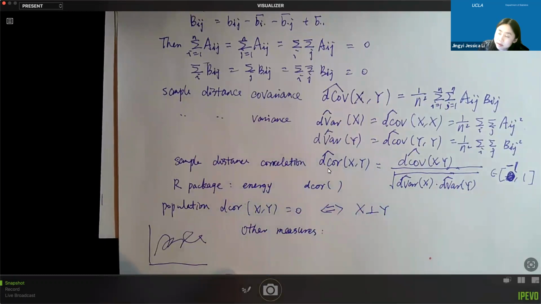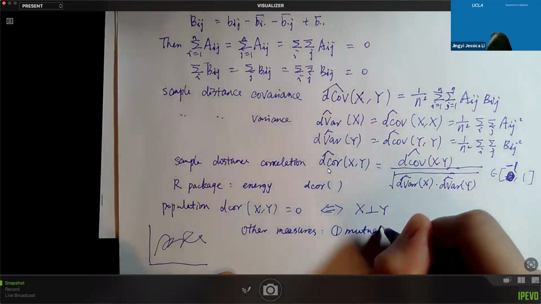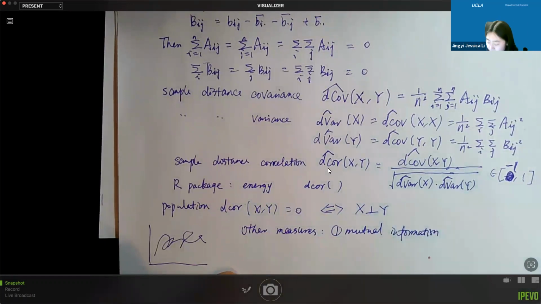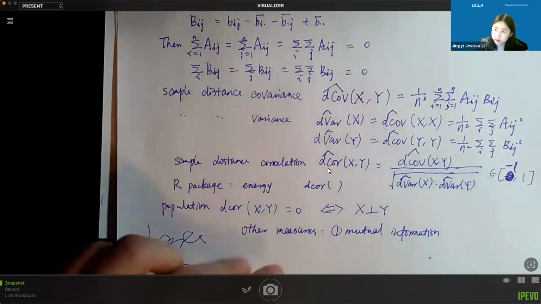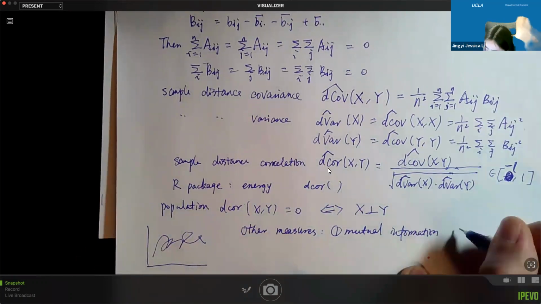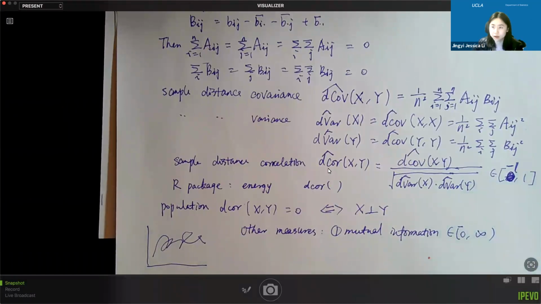I'm just going to quickly mention them here. One is the famous mutual information, and its variants. Motivated by this, many variants have been developed. Mutual information also has the property that it is 0 if and only if the two random variables are independent. But its range is from 0 to infinity. So there's no upper limit on how large the mutual information could be.